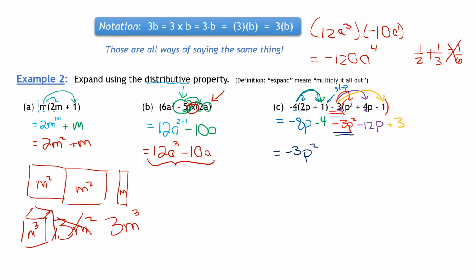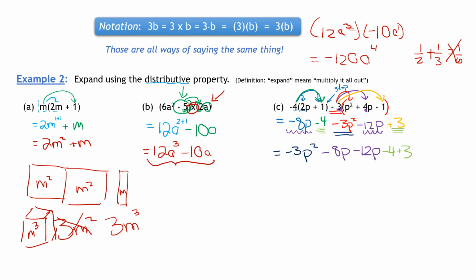Okay. Now let's move on to the p. I've got this negative 8p here. And do I have any other single p's? Well, p to the power of 1. Yeah, I got one right here. Negative 12p. Those are like terms. I'm going to collect those. Now let's go to the constants. I have a negative 4 right here. Negative 4, that's a constant. And I have a positive 3, that's a constant. So those go together.